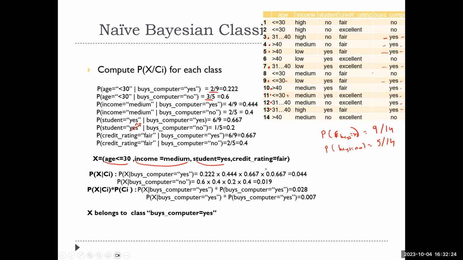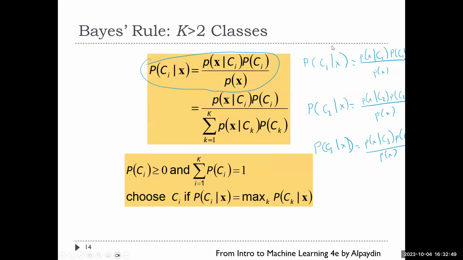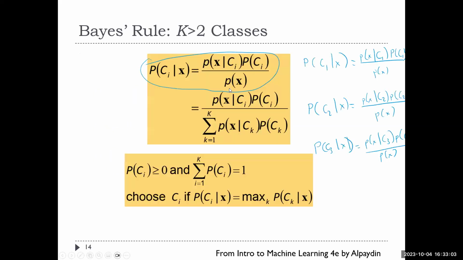You do it again for credit rating pair. I'm not going to count this time. You get 6 over 9, 2 over 5. Okay. Now, what you need to do is find this and that one for each class. So first, if you remember, this is what I'm doing. I'm going to go back. I am computing this first expression here. And I am using multiplication of probabilities, naive Bayesian. That's why we use naive Bayesian.